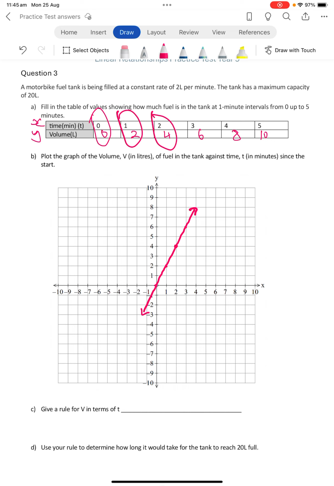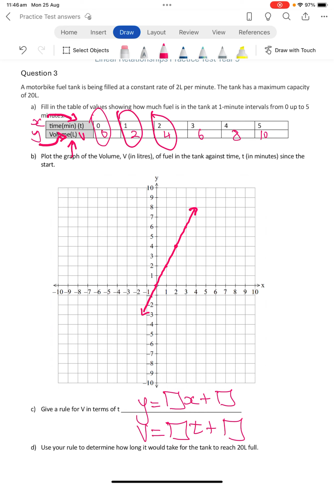For this bit here, give a rule for v in terms of t. This is a little typo for me. That should say v, not l. So essentially, we're trying to find the rule of a straight line, which if you look at your notes, normally looks like this. It's just that in this case, y, as you can see, is v, and x, as you can see, is t. So I'm going to write that as v equals something t plus something.